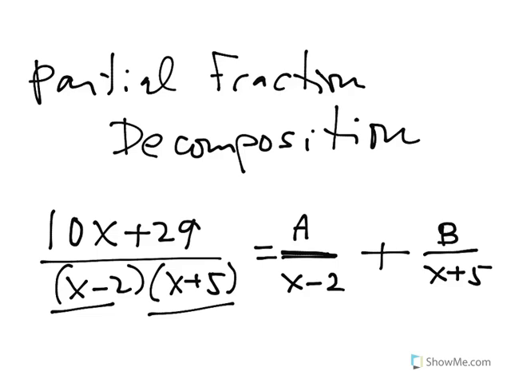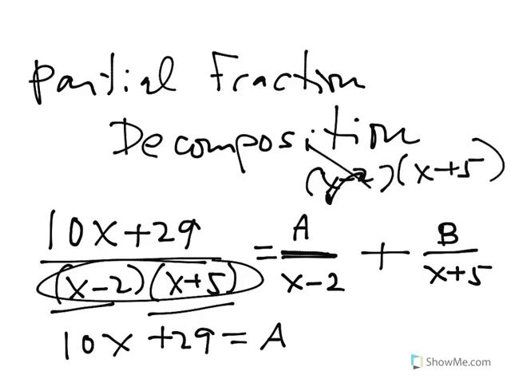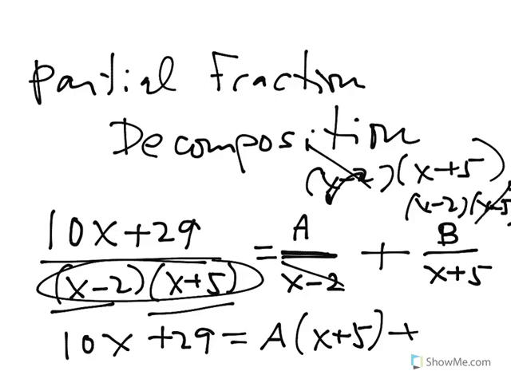And there are two different methods for doing this, and they both start the same way. They both start by multiplying both sides of the equation by the common denominator. When you do that, you get 10x plus 29 on the left. On the right, when you put the x minus 2 times x plus 5 over here, the x minus 2's would cancel out. You'd be left with x plus 5 here. And the same thing over here, except in this one the x plus 5's would cancel out. You get b times x minus 2.